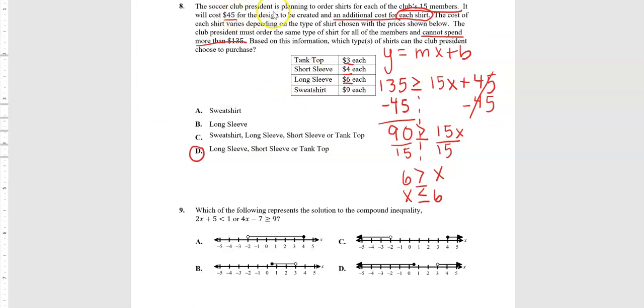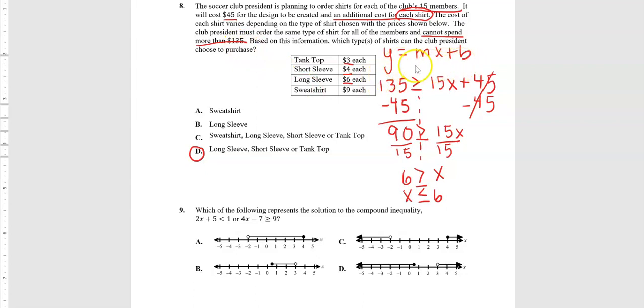but as you can see, in this problem, we underlined some important things. So we know that there are 15 members in this soccer club. It's going to cost $45 just for the design to be created, and then an additional cost for every t-shirt. Each t-shirt is going to be charged, so I'm not going to be multiplying that cost by every shirt. They cannot spend more than $135.